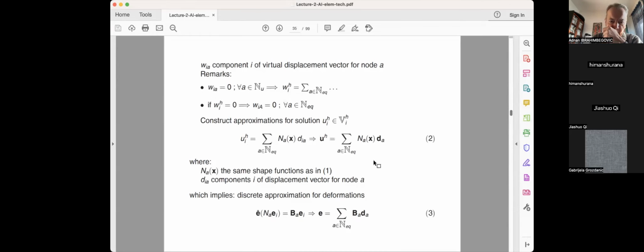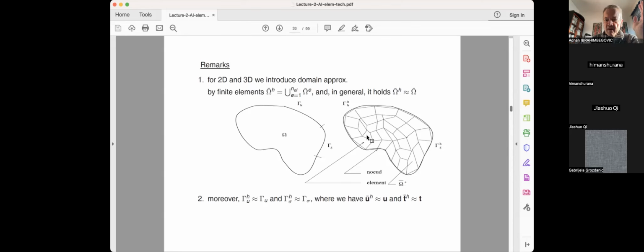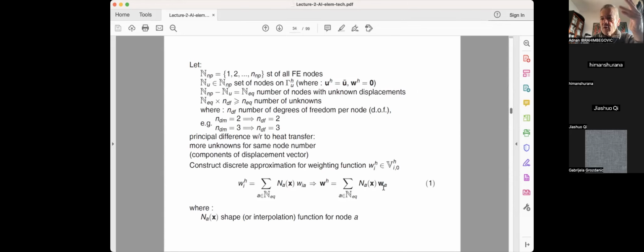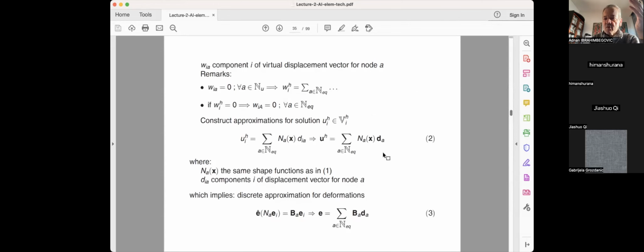Once I have constructed these shape functions, please note that they should be as usual. If this is node A, they should be equal to 1 at node A, and equal to 0 at all other nodes. This is the definition. So with such a choice of shape functions, the nodal values w_A are really the nodal values of the virtual displacement field, and d_A is really the nodal value of the real displacement field.